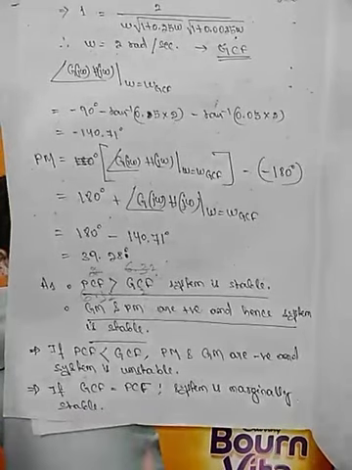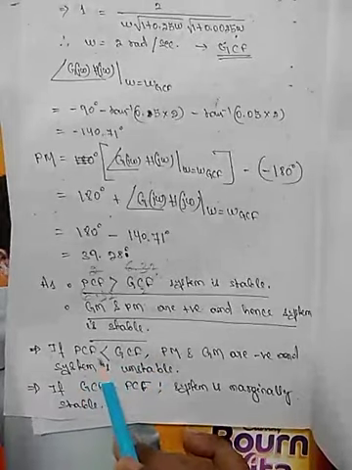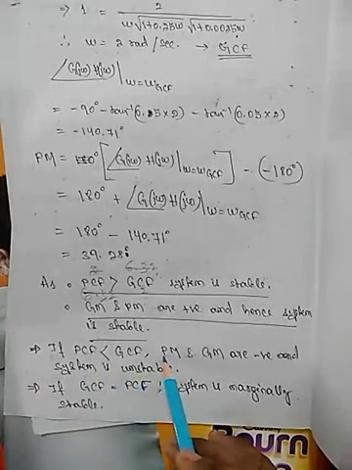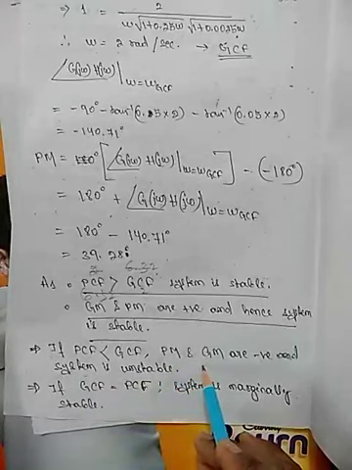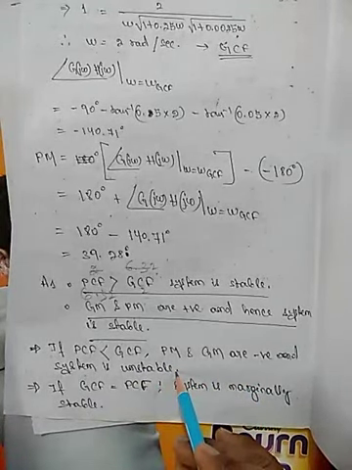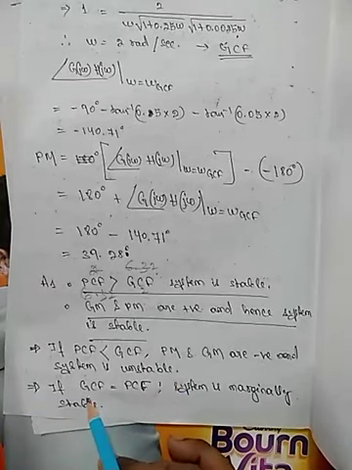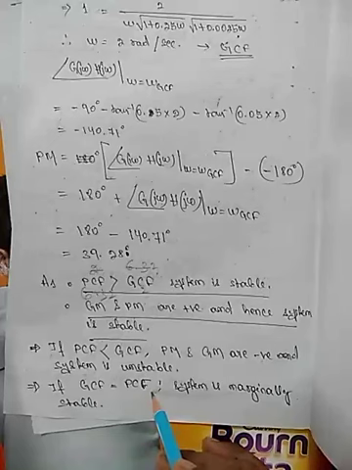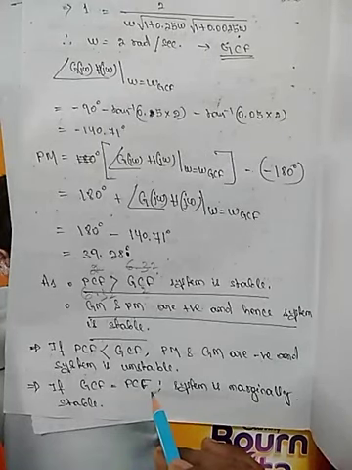If you get the phase crossover frequency less than the gain crossover frequency, then phase margin and gain margin are both negative and the system becomes unstable. Another case: if the gain crossover frequency and phase crossover frequency are equal, then the system is marginally stable.